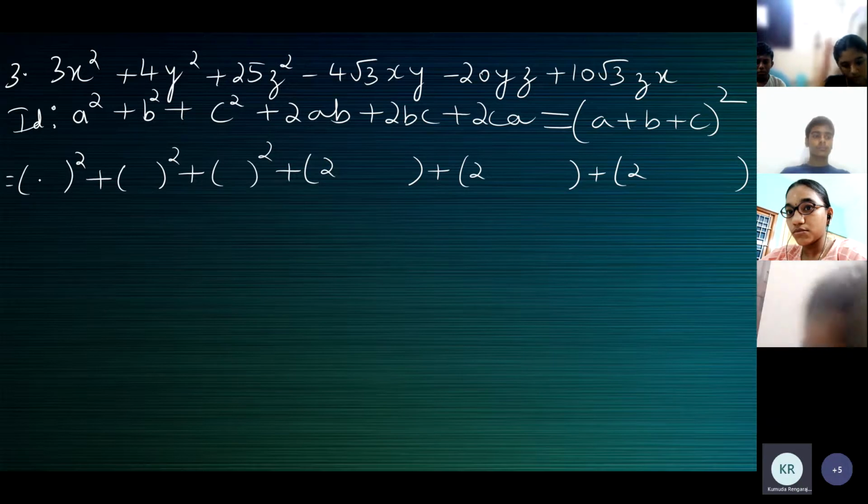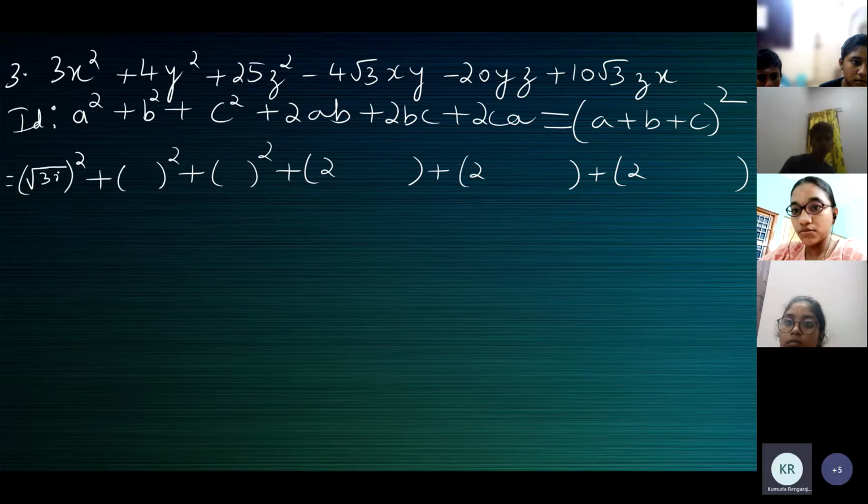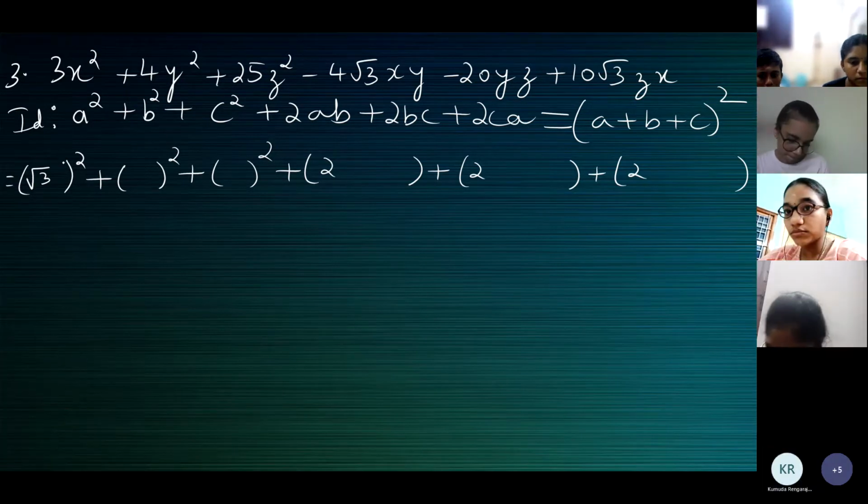So what will come in the first bracket? Root 3x, ma'am. Yeah, root 3x outside. Don't write it like this. X will not come under the square root, x outside the square root. Root 3 into root 3 is 3, x into x is x squared. So 3x squared.